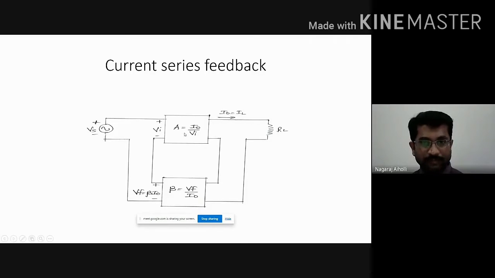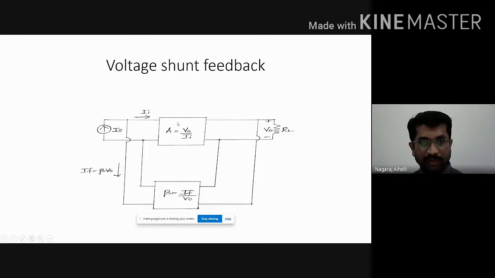The gain. Now one more thing here for the voltage shunt feedback amplifier, V0 by Ii. V by I is what, students? What is V by I equal to?